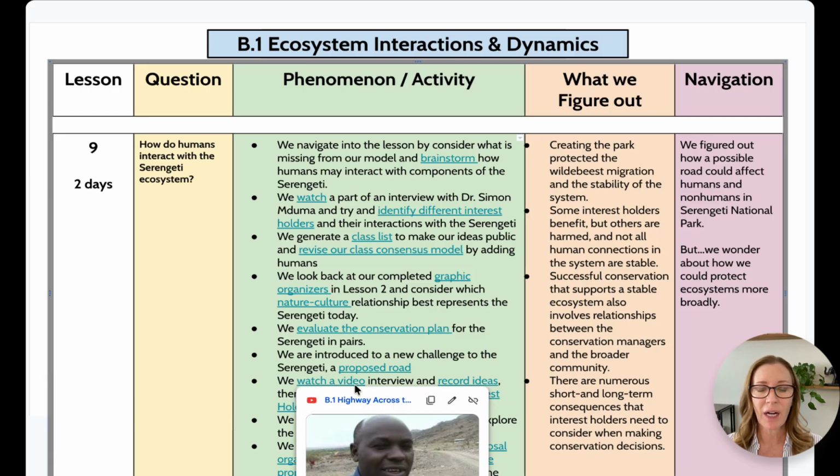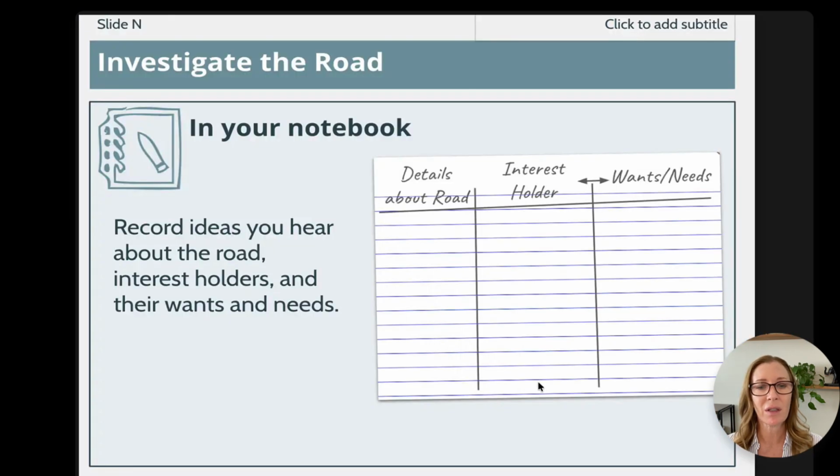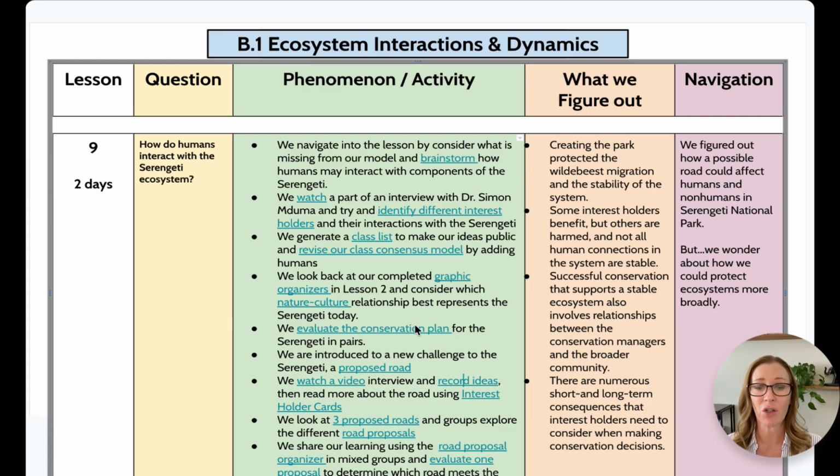And so we watch a video that talks about different ideas about this road, and we're going to record some ideas in our notebook. You're going to have students listen for details that they hear about the road. Again, listening for interest holders. Can you see who has interest in this road? Do people want to trade? Where do people need to go? What are their wants and their needs for this road? So this gives them a purpose for listening to the video, where again, our lens is about interest holders.